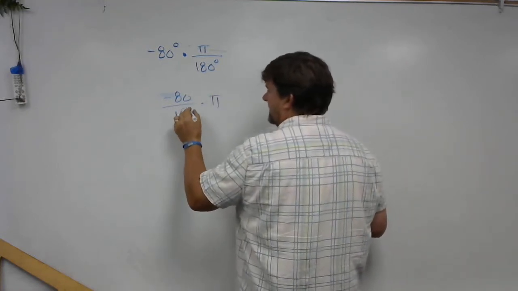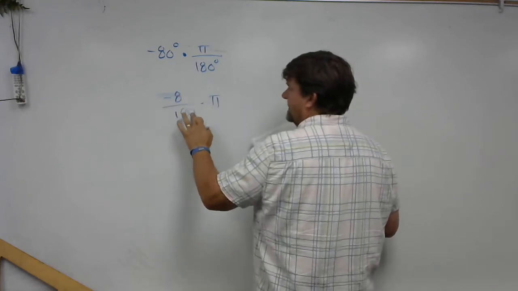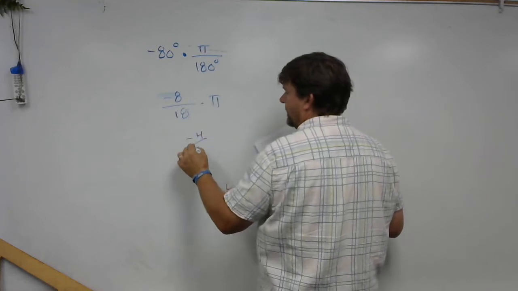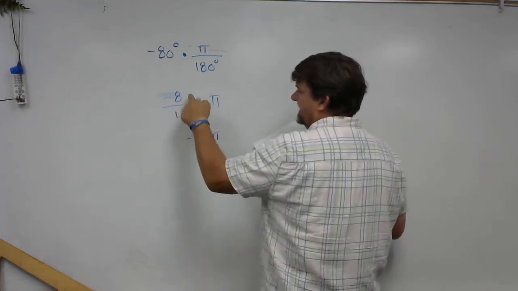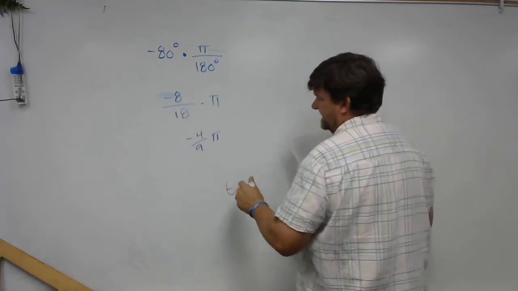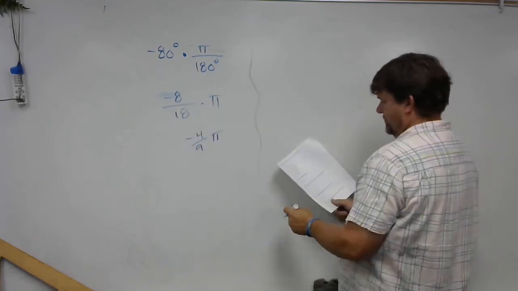180. That's 8 over 18. That is 4 over 9, so negative 4 over 9 pi. I divided each of these by 2. 2 into 8, 4. 2 into 18 is 9. That's my answer to number 13.